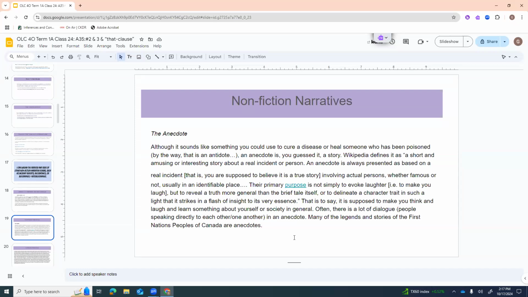It usually involves actual persons, whether they're famous or not, often in a real place. And the primary purpose can be to make people laugh, but it can also be to try and show a truth about somebody or to show a character trait in such a way that it makes people see a flash of insight. It's supposed to make you think and laugh and learn about yourself. Often there may be dialogue, people speaking directly to each other in an anecdote. Many of the legends and stories of the First Nations peoples of Canada are reported as anecdotes.